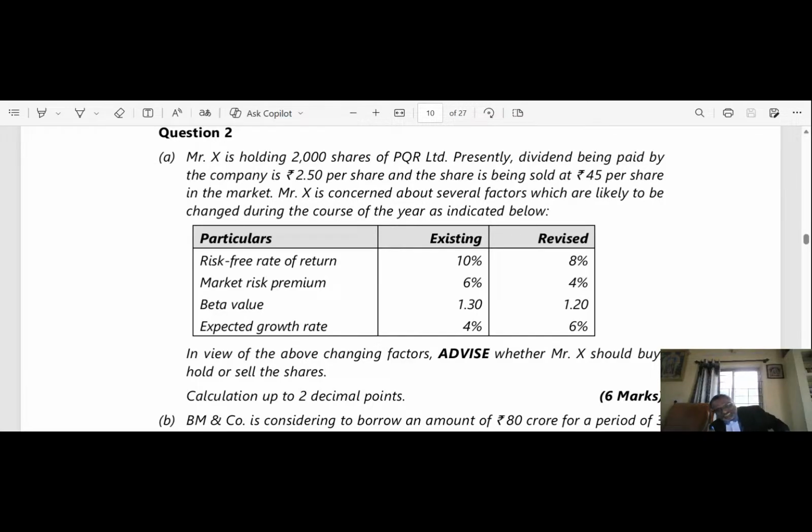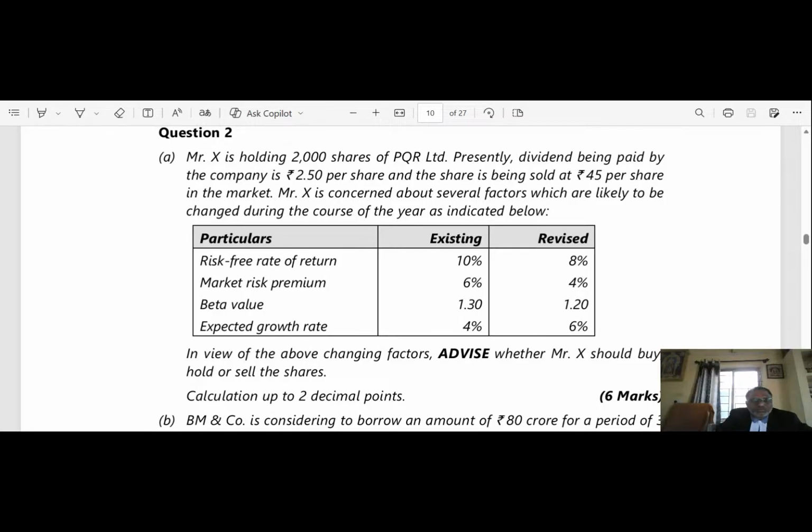The final settlement amount shall be computed by using the formula. Under this situation, the investor should sell the share; it is better.